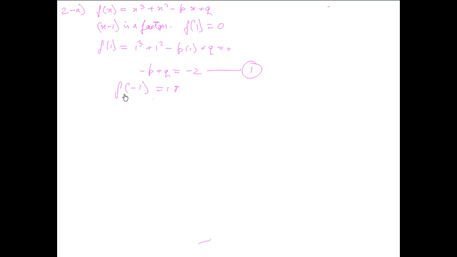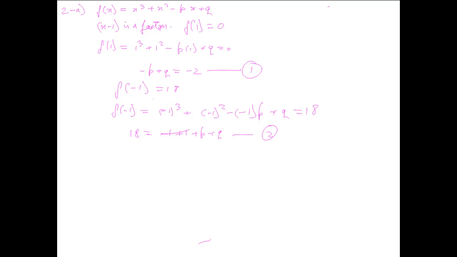Then they say, children, f of negative 1 is equal to 18. That means in place of x put a negative 1. So that's f of negative 1, which is negative 1 the whole cube minus 1 the whole squared minus 1 times p plus q is equal to 18. So that's 18 is equal to negative 1 plus 1 plus p plus q. This cancels off to give us p plus q equal to 18.